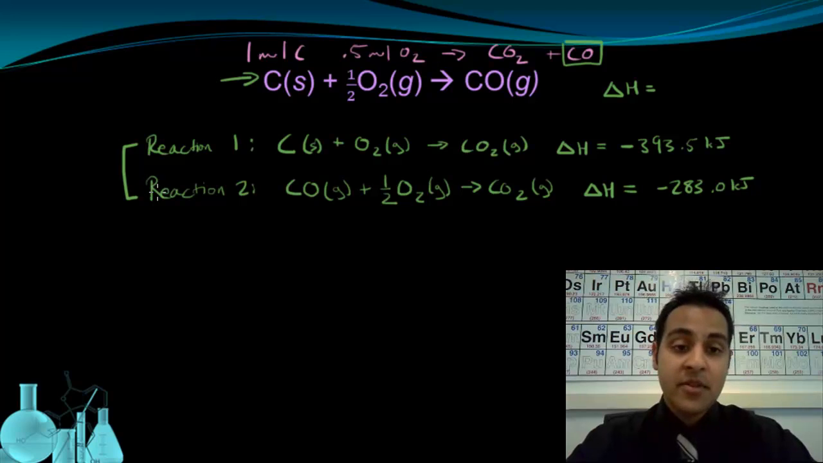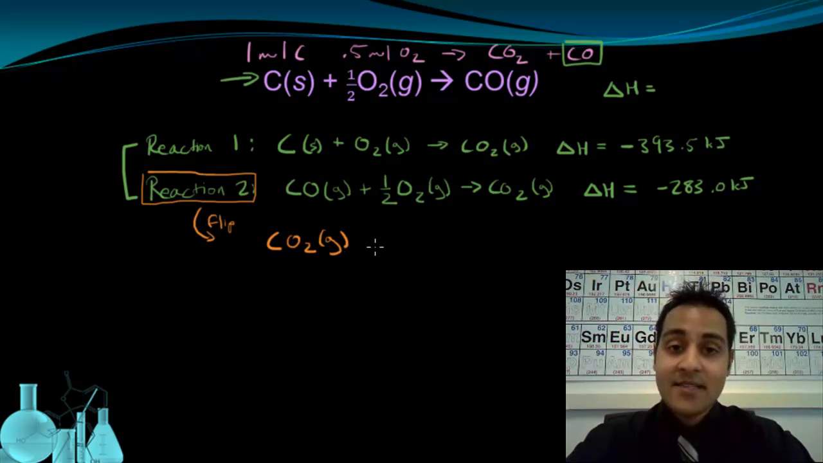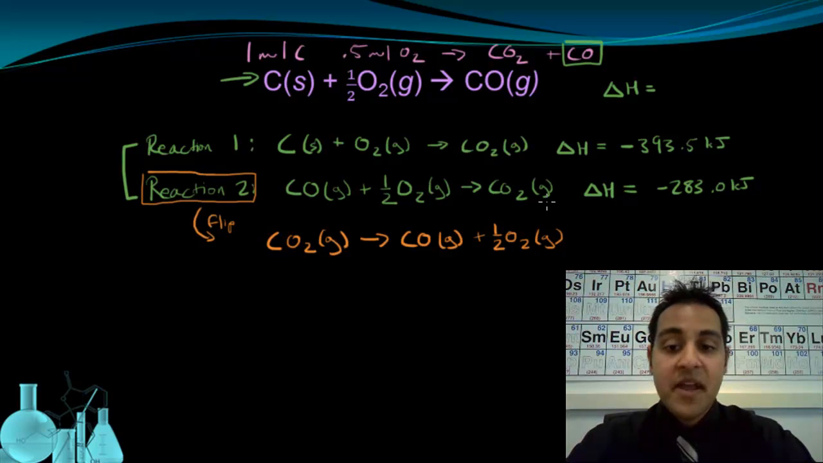And to do that manipulation, I'm going to start by flipping reaction 2. I'm going to flip this around. So instead of having carbon monoxide reacting with oxygen gas to form carbon dioxide, I'm going to write this as the opposite. I'm going to show this as the decomposition of carbon dioxide gas into carbon monoxide gas and oxygen gas. Now the original reaction was exothermic. If I do the opposite of that reaction, it's going to be endothermic. So the delta H becomes positive 283 kilojoules.